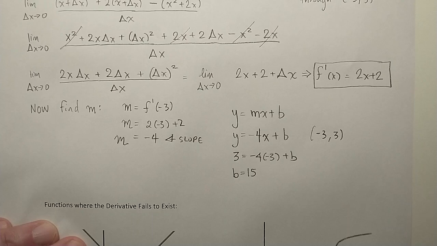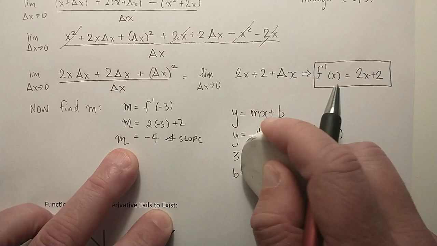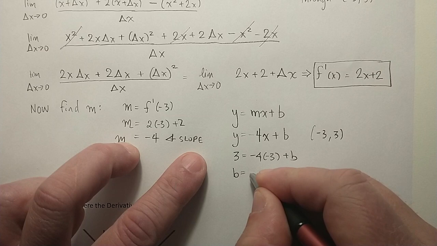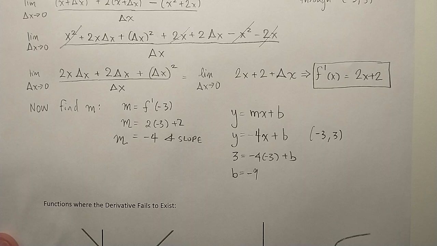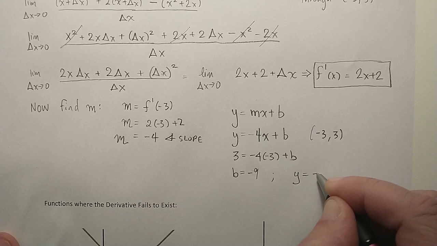What? There it is. Is that right? No, that's not right. 12, bring it, that's positive. So yikes. There it is. My apologies. I like to make at least 6 mistakes per video. And there's the equation of your tangent line.